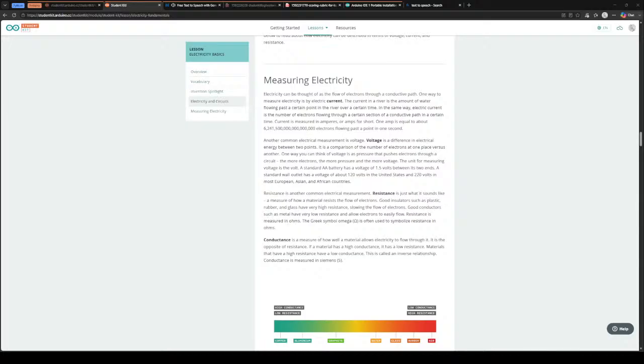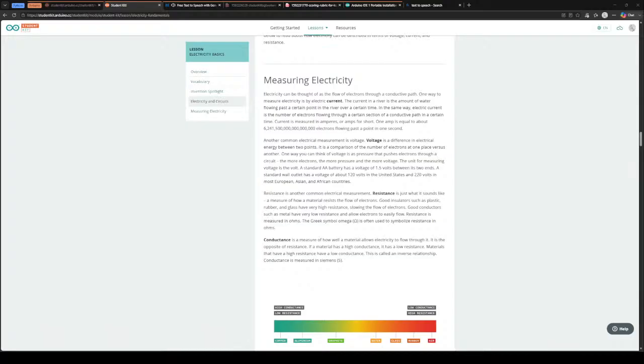Another common electrical measurement is voltage. Voltage is a difference in electrical energy between 2 points. It is a comparison of the number of electrons at one place versus another. One way you can think of voltage is as pressure that pushes electrons through a circuit. The more electrons, the more pressure and the more voltage. The unit for measuring voltage is the volt. A standard AA battery has a voltage of 1.5 volts between its two ends. A standard wall outlet has a voltage of about 120 volts in the United States and 220 volts in most European, Asian, and African countries.